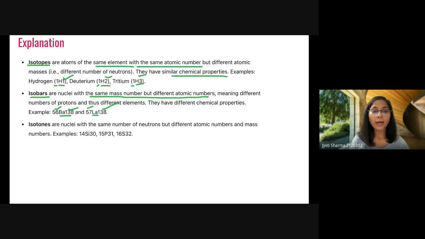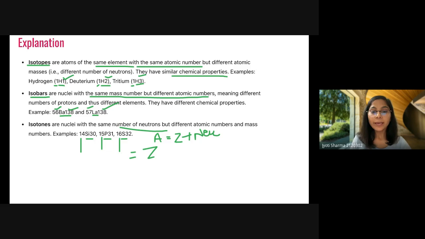And if we are talking about isotones, then they have same number of neutrons. Okay, so for example, we have silicon, phosphorus, and sulfur, right? And these are our number of protons, because the number of protons is equal to your atomic number that is denoted as Z, right? And these 30, 31, and 32 are your atomic mass. And you know that atomic mass is equal to Z plus neutrons, right?